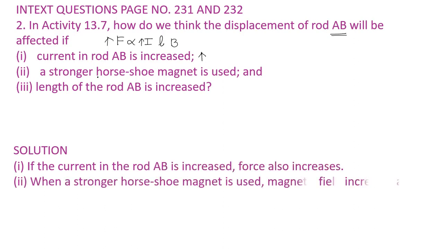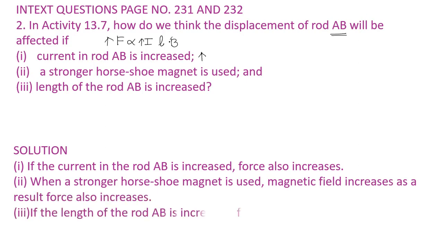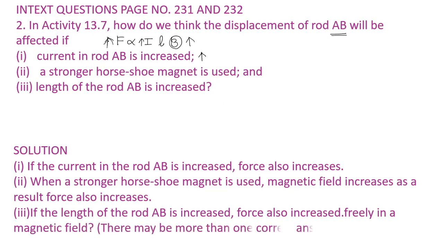Second one, a strong horseshoe magnet is used. Now the more the magnetic field, again you can see the more the force. So the second answer will be that the magnetic force will increase. Third one, the length of the rod is increased. Again you can see this is the length of the rod. If it is increased, the force is directly proportional to that. So the magnetic force is also going to increase.